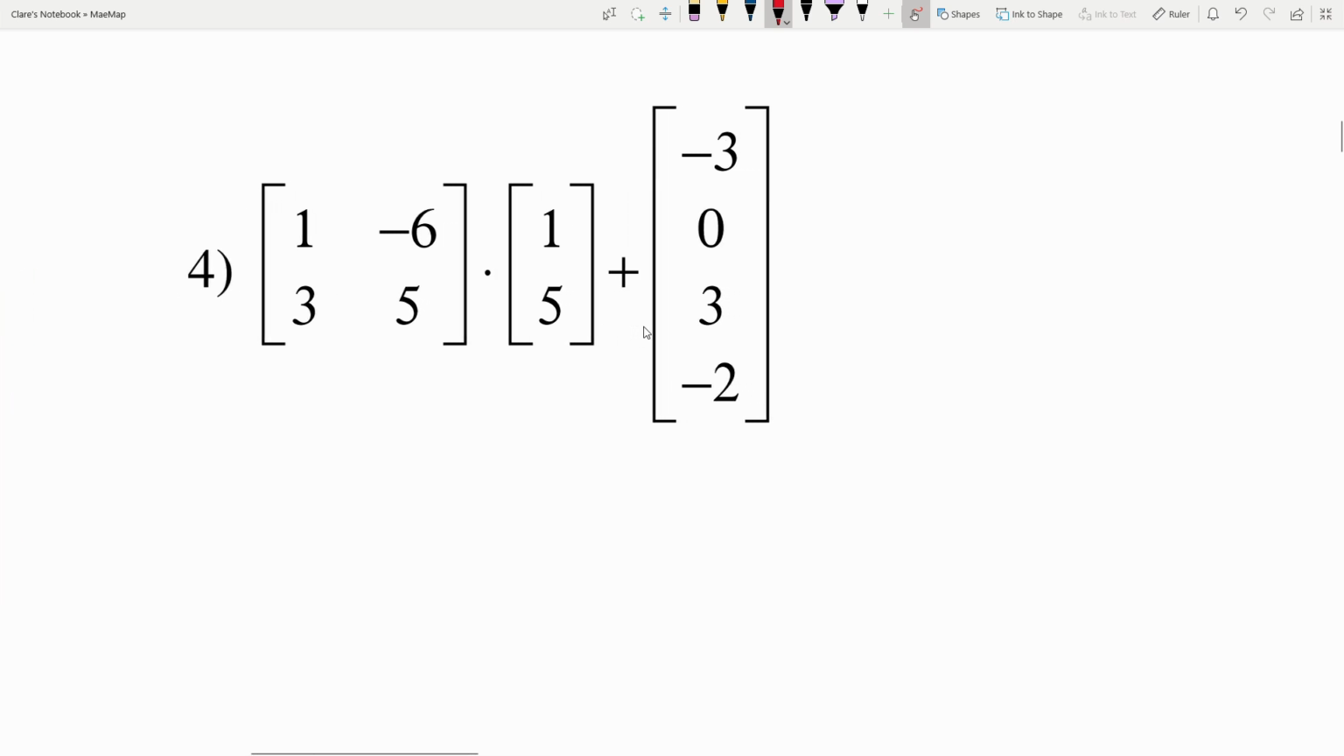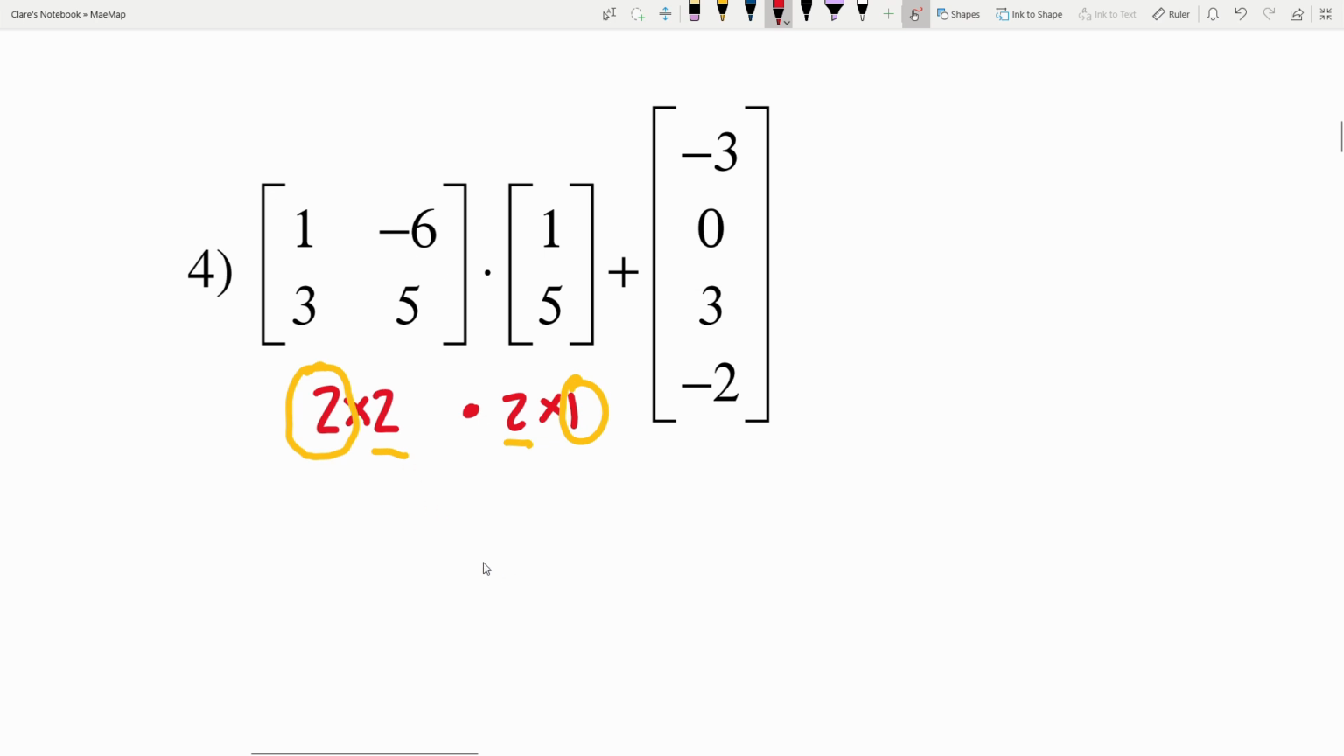So remember, order of operations matters, so we're going to start by multiplying my matrices together. So the first matrix multiplied by the second matrix. So let's see if this operation can even happen. I have a 2 by 2 matrix, and I'm multiplying that by a 2 by 1. So, because the number of columns in my first matrix matches the number of rows in my second matrix, I can indeed multiply those together. However, the result is going to be a 2, the number of rows in the first matrix, by 1, the number of columns in the second matrix.